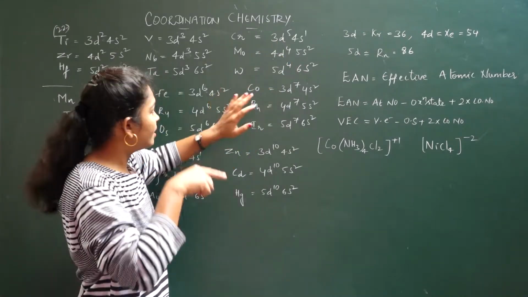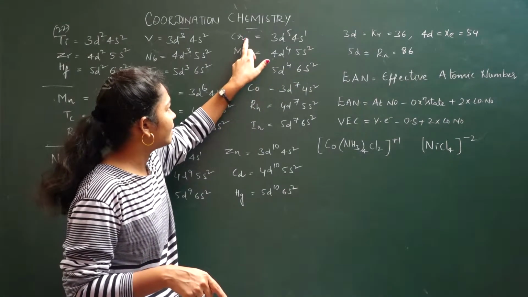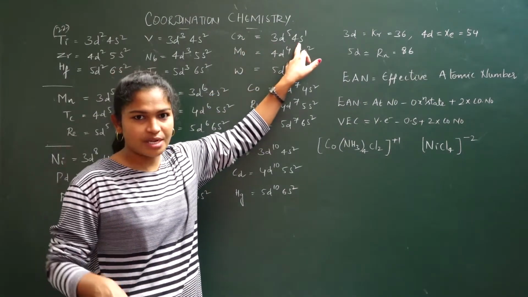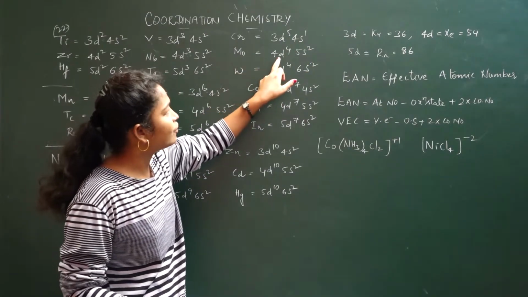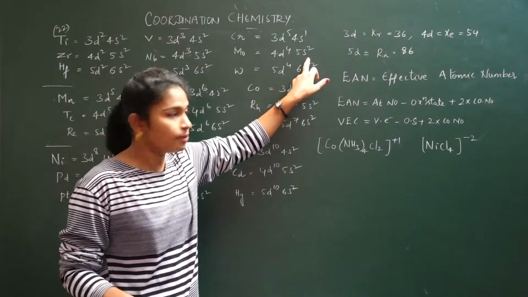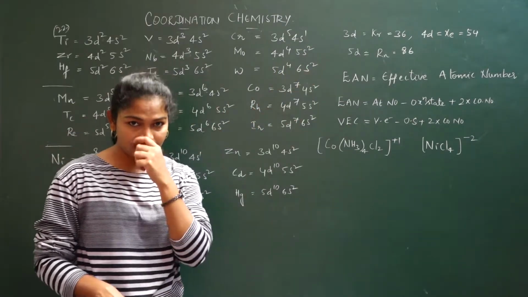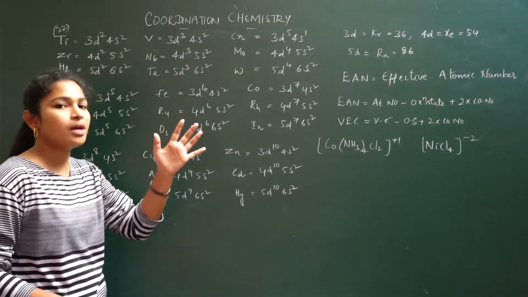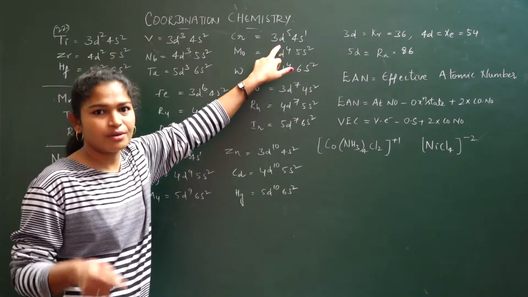Chromium is 3d5 4s1, that is an exceptional case. When it comes to molybdenum, again we write 4d5 5s1, and tungsten 5d4 6s2. The atomic number is 24, so 4 should come, but this is the exceptional case for stability.